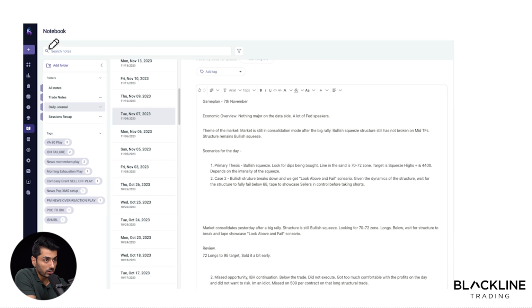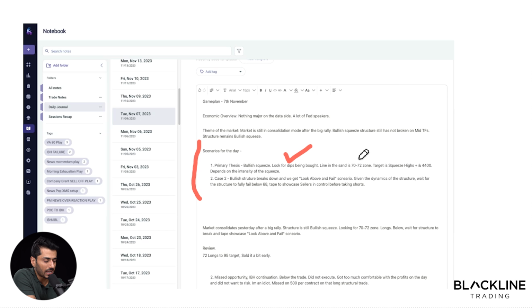So I use this function heavily, which is a notebook function, where every single morning I have my game plan, right? I look at, okay, what exactly is happening in the market. If there is some important data coming, if there are Fed speakers coming and whatnot, what is the theme of the market, right? And from the theme of the market, I derive, okay, what is the scenario for the session? What is the primary thesis, right?